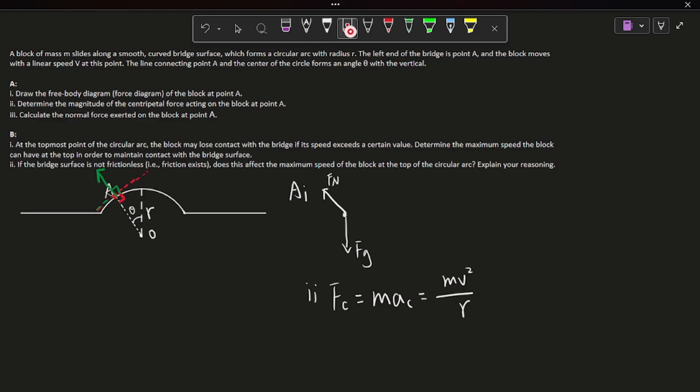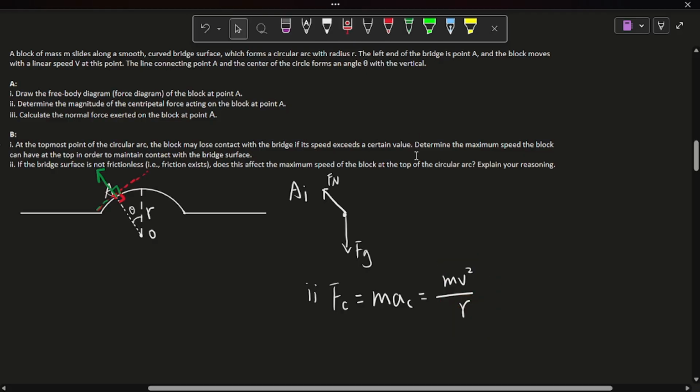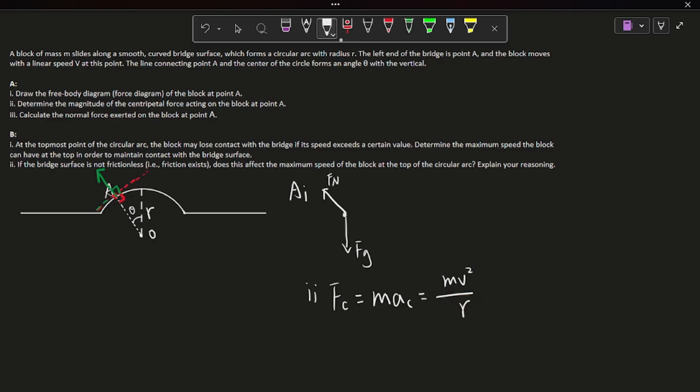And let's see which value we should replace with the variables we already know. Do we know v? Yes, we do. Do we know the instantaneous velocity of the block at point A? Yes, we do. Do we know the radius of the circle or the path? Yes, we do. So that is your final answer for the second part. Let's do the third part.